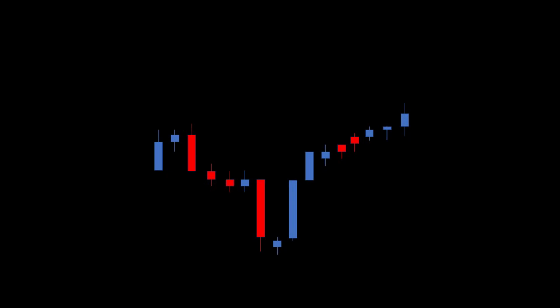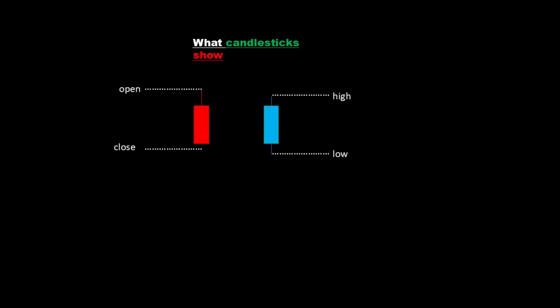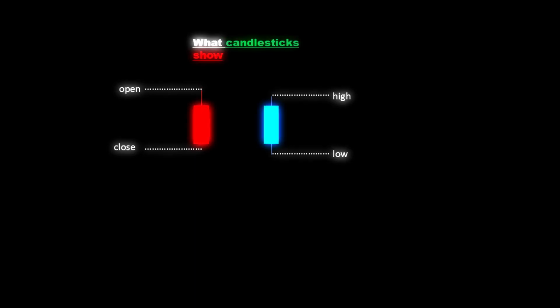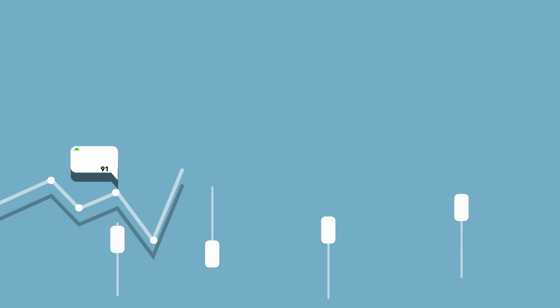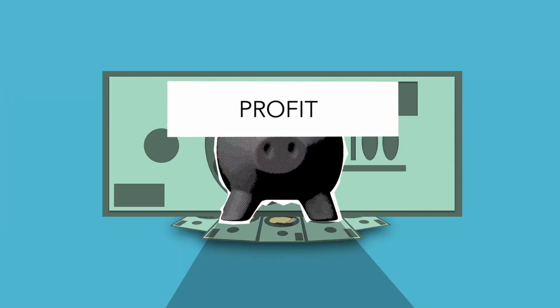Each candlestick gives you 4 crucial pieces of information: the opening price, the closing price, the highest price during that period, and the lowest price during that period. This makes candlesticks far more informative than a regular line chart, which only shows closing prices. With candlesticks, you can actually see the battle between buyers and sellers, who's winning, who's losing, and where momentum is shifting.